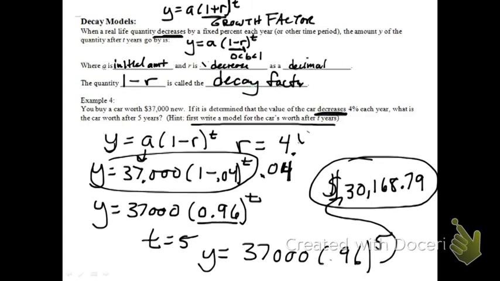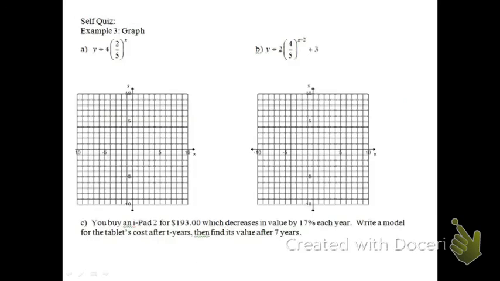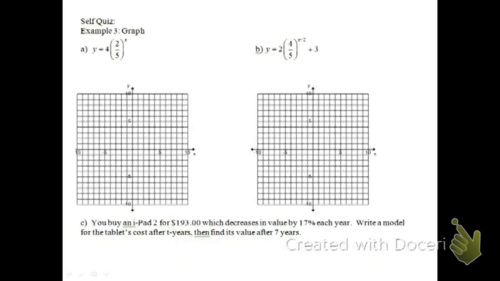What I'd like you guys to try now for your self-quiz is a couple of graphs, one that doesn't have any shifting, and then another, part B, which does have shifting. And the last question, C, is one of those exponential decay models. So good luck, and we'll see you tomorrow.